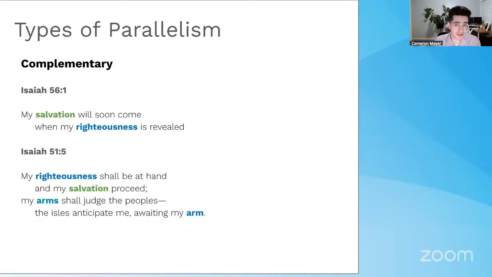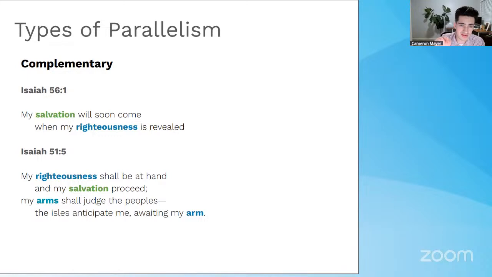So complementary parallels are another kind that we'll see. With the synonymous parallels, it's the same exact idea being conveyed in different words, right? So you're getting a new keyword that means the exact same thing, and those are linked. When it's complementary, the lines aren't exactly the same, but they have a relationship. So for example, Isaiah 56:1, my salvation will soon come when my righteousness is revealed. The way these words get used is very intentional, and you'll see this show up in other places in Isaiah. What's being indicated here is that righteousness is a forerunner to salvation.